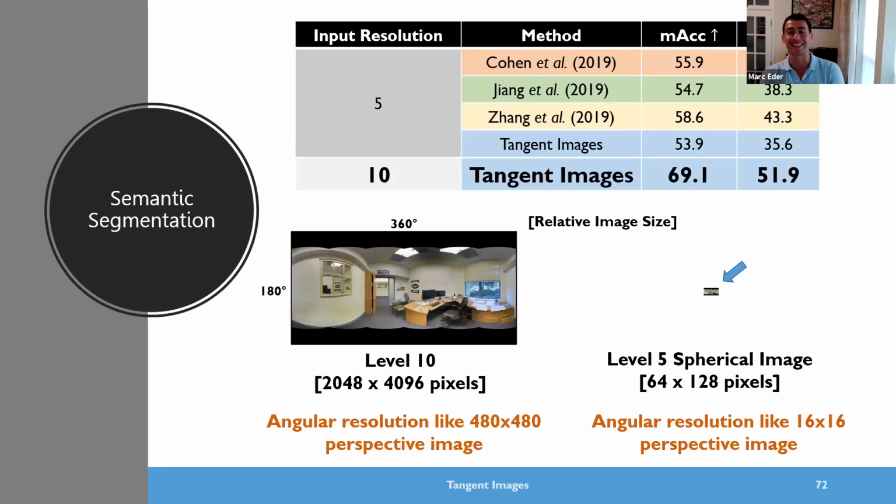So here you can really see the difference, right? This is actual relative image size between what we operate on with tangent images on the left versus the prior work on the right. So it's a much higher angular resolution image. It's much more similar to what our standard networks will use as central perspective image, right? Most of our networks take a 480 by 480 image like it's no big deal.